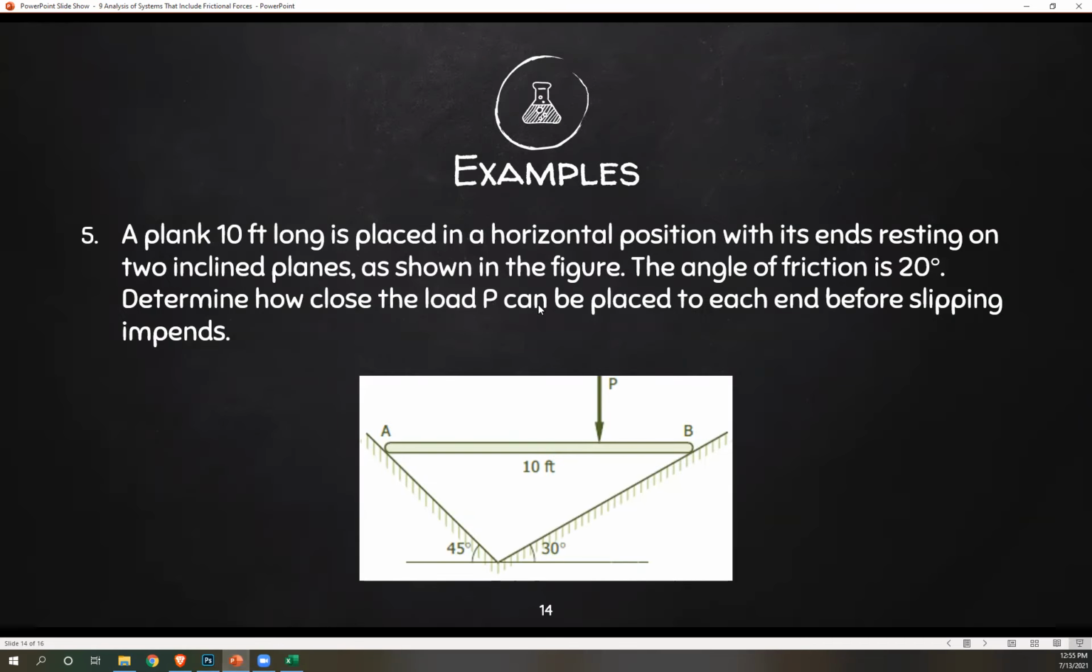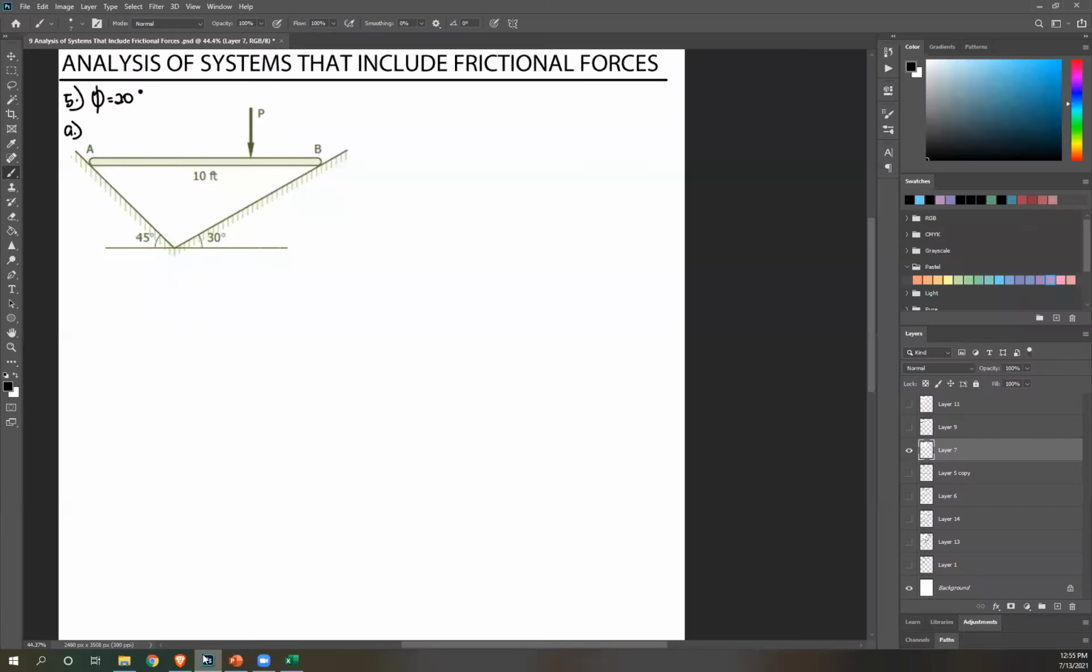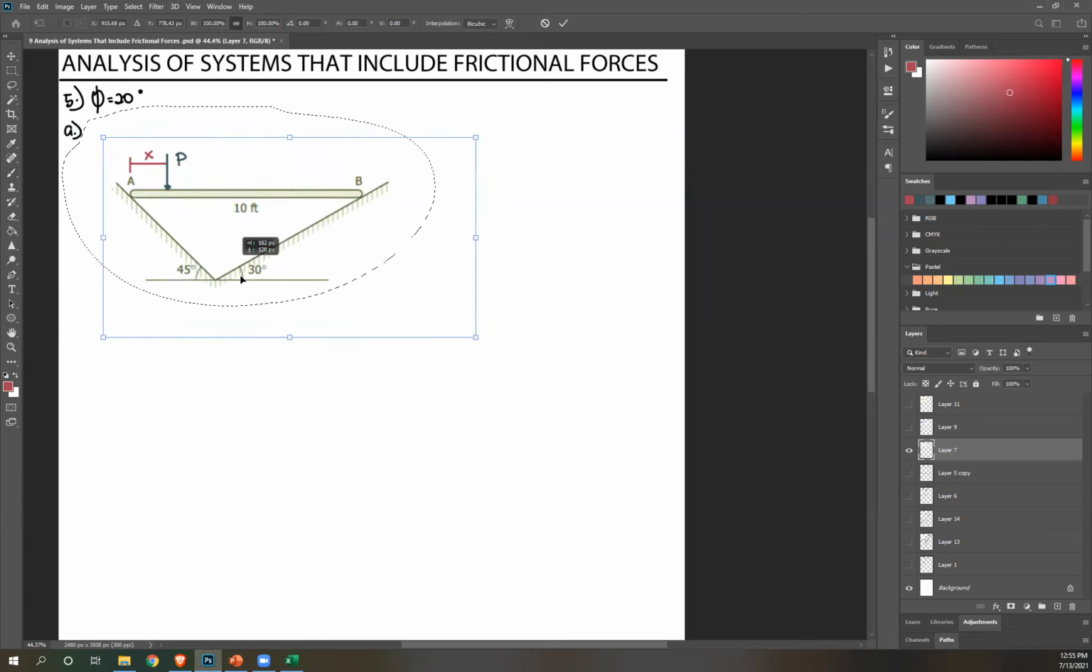So let's start with A, because the question is how close to each end. So how close to the left end and how close to the right end. Let's start with A, how close from the left end. So I'm going to change it. This is my P. And then this is what we're looking for, how close from the left support. Okay. Next, draw your reactions.